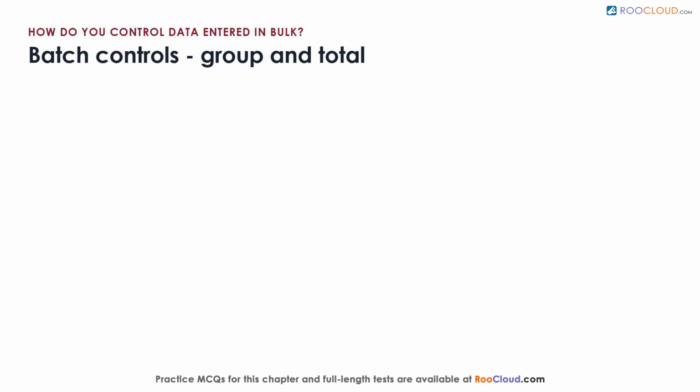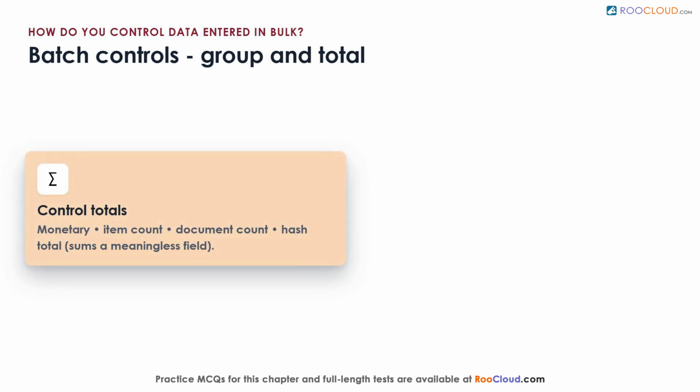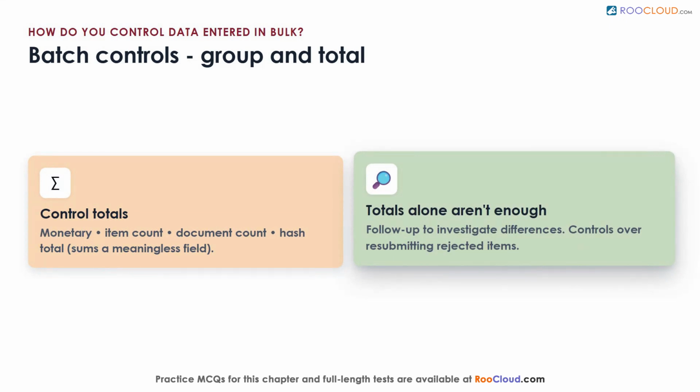How do you control data entered in bulk? That's the job of batch controls. You group transactions and compute control totals. You can total the monetary value to check the amounts. You can count items or count documents. Or you can use a hash total. That sums a field with no real meaning, like account numbers. If the totals don't match, something is missing or wrong. But totals alone aren't enough. You need follow-up to investigate and correct the differences. And controls over resubmitting rejected items.